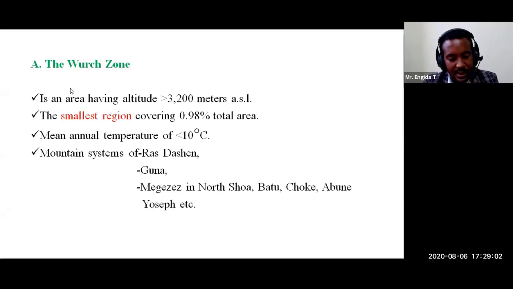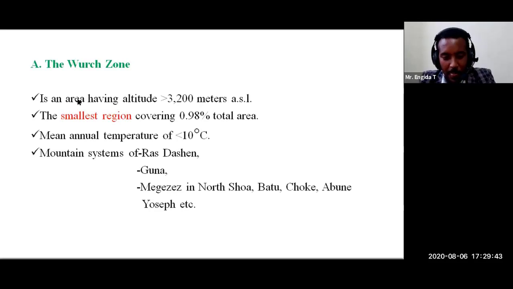Highest places or highlands having an altitude of more than this number and that are found in all parts of Ethiopia fall under this category and experience temperatures below 10 degrees centigrade annually. The average temperature is below 10 degrees centigrade. You can imagine the coldest season, and you can also imagine the warmest season of this region, which is cold.